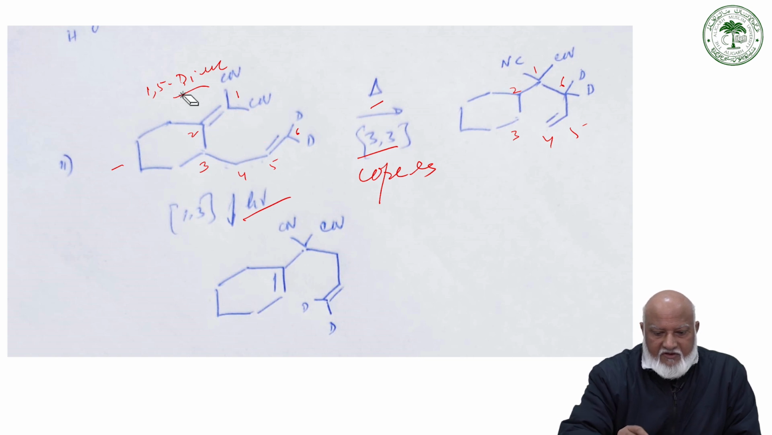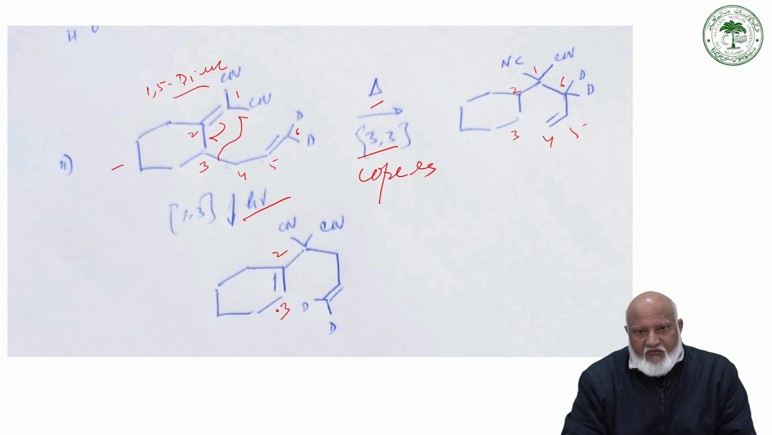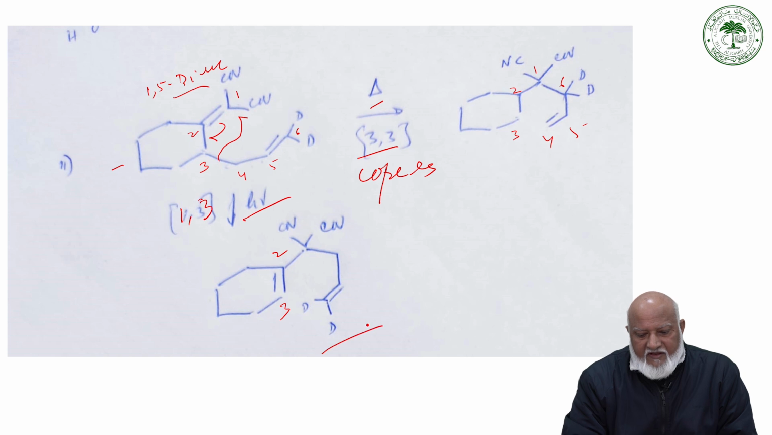It goes 1,3 shift. So we have this rearrangement. A new double bond is created between carbon number 2 and 3 after photochemical 1,3 sigma shift. A 1,5-diene undergoes 1,3 shift under photolytic condition to give this as one of the products. A new double bond between carbon number 2 and 3, a single bond between carbon number 1 and carbon number 3. This is the shift.